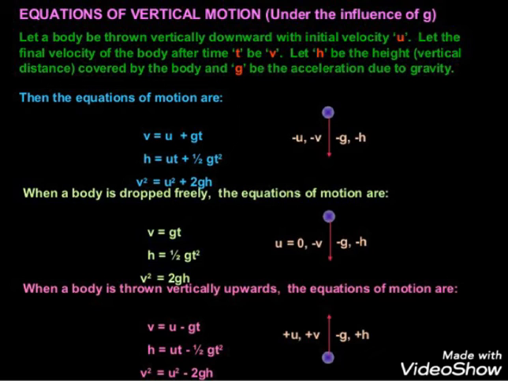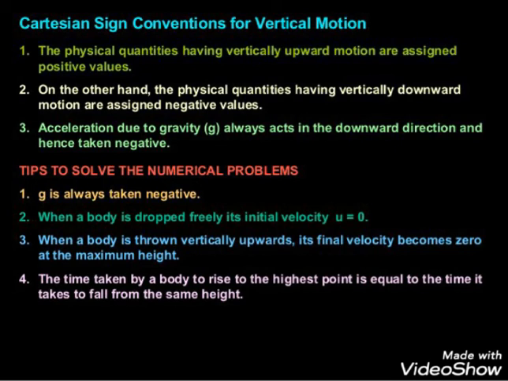Now, when you have to use this g, acceleration due to gravity, in your equations, in your numericals, we have already done the three equations of motion. Those three equations of motion change to v is equal to u plus gt, h is equal to ut plus half gt square, v square is equal to u square plus 2gh. Here a changes to g, that is acceleration due to gravity. These are the things we have to keep in mind when solving numericals.